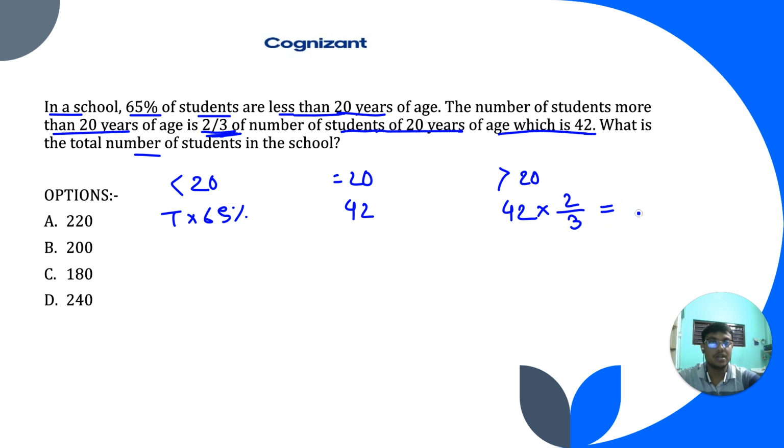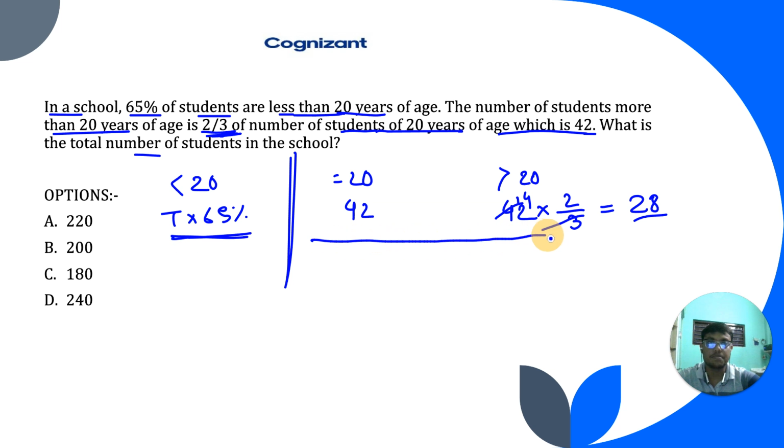So that would be equal to 14 threes are 42, 14 twos are 28. That would be 28. Now, guys, if you see this carefully, we can divide it into two parts. If this particular part is 65%, then this entire part that is equal and greater than equal of 20 years age would be definitely equal to 35% of the total amount of the total students. I hope I was clear.